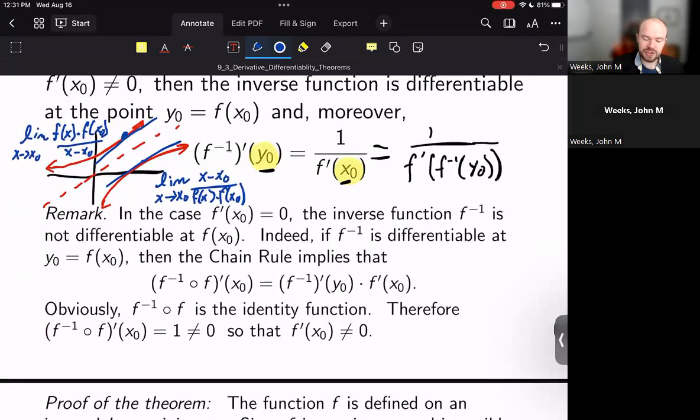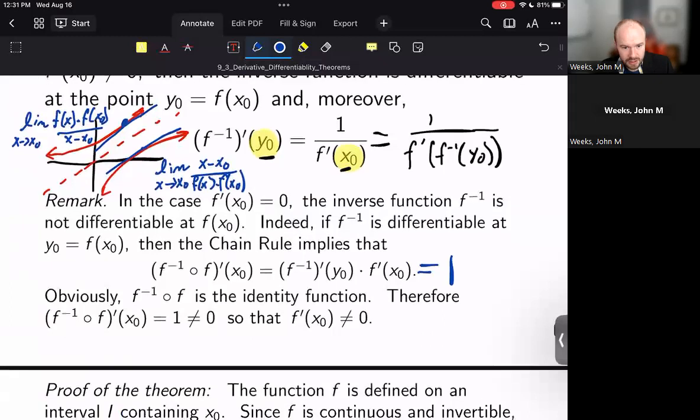Another way to do that is to just use the chain rule itself, because we know that the composition of f inverse with f is the identity function. So this thing in particular is going to be equal to 1. Well, if I go through and solve for what the derivative of f inverse at y naught is, then that gives me the formula that I'm looking for. So these two things very much connect with each other. All right.